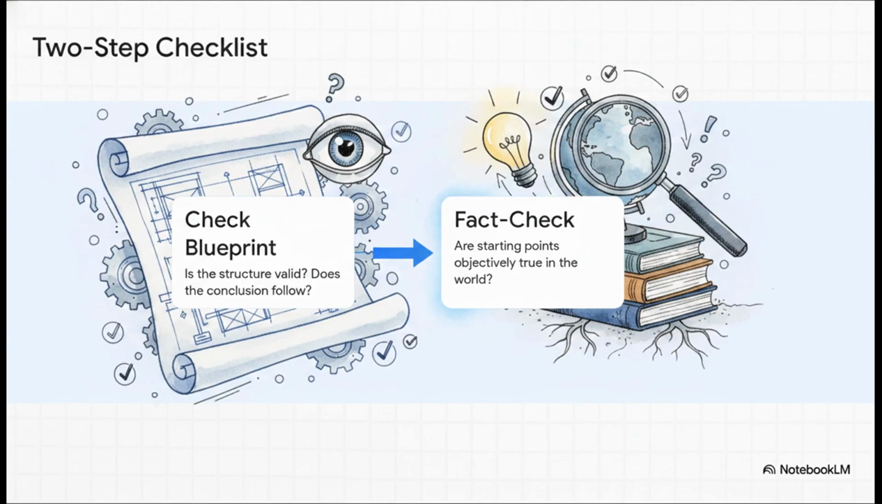But if it passes step 1, then you move to step 2, fact-check the foundation. This is where you bring reality back into the equation. Are these starting points objectively true in the real world? Only when an argument passes both steps can you accept it.